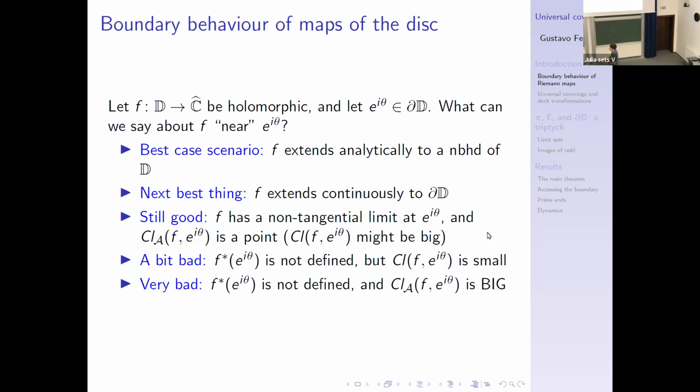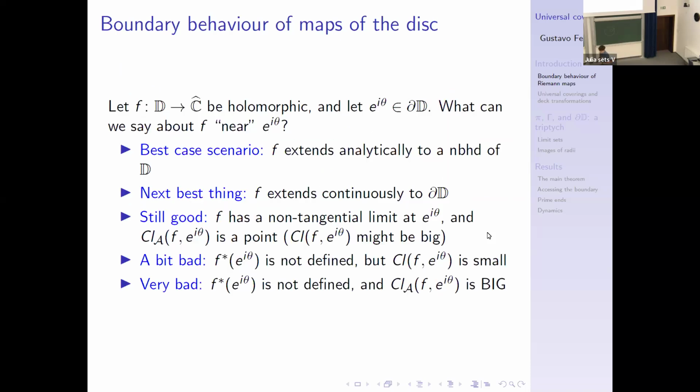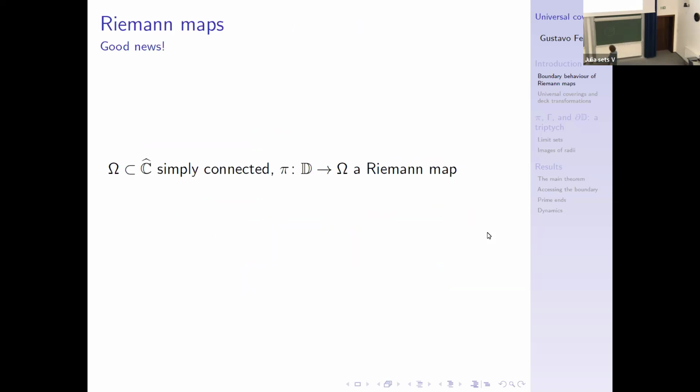And basically, anything can happen if you take a sequence that goes towards this point, right? So not ideal. So now what we want to understand is, if you give me some domain and give me its universal covering, how do we know which point falls into which of these cases, right? So how does this work for Riemann maps? Well, for Riemann maps, there's a very well understood theory of what happens in each case.